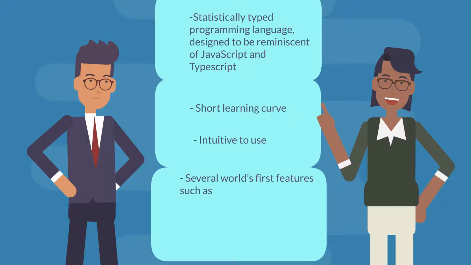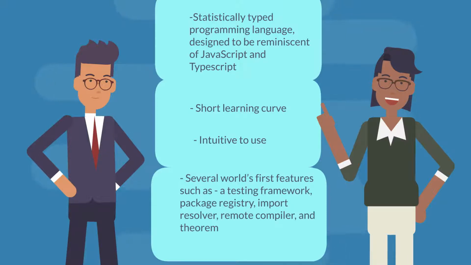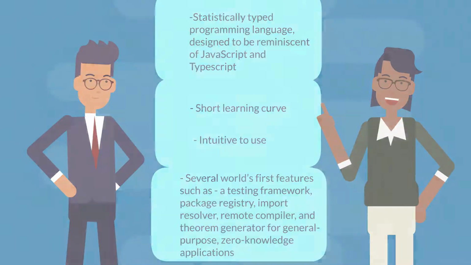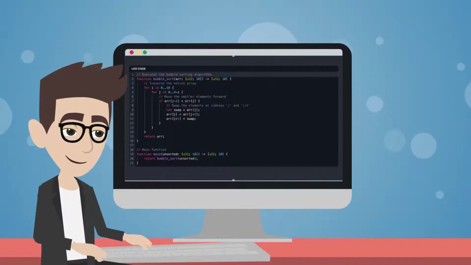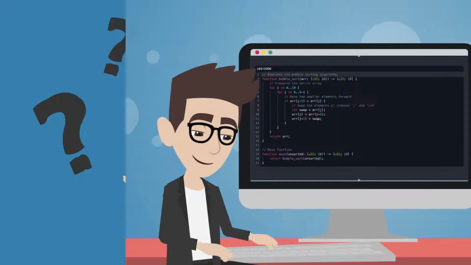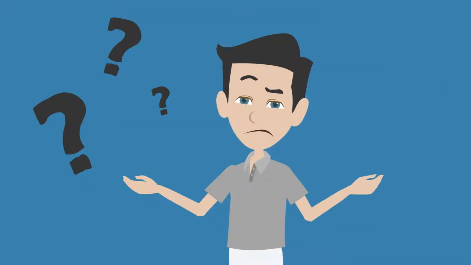Several world's first features such as a testing framework, package registry, import resolver, remote compiler, and theorem generator for general-purpose zero-knowledge applications. This means Jason can now quickly write a Leo program without worrying about what is happening in the background. But what is exactly happening in the background?